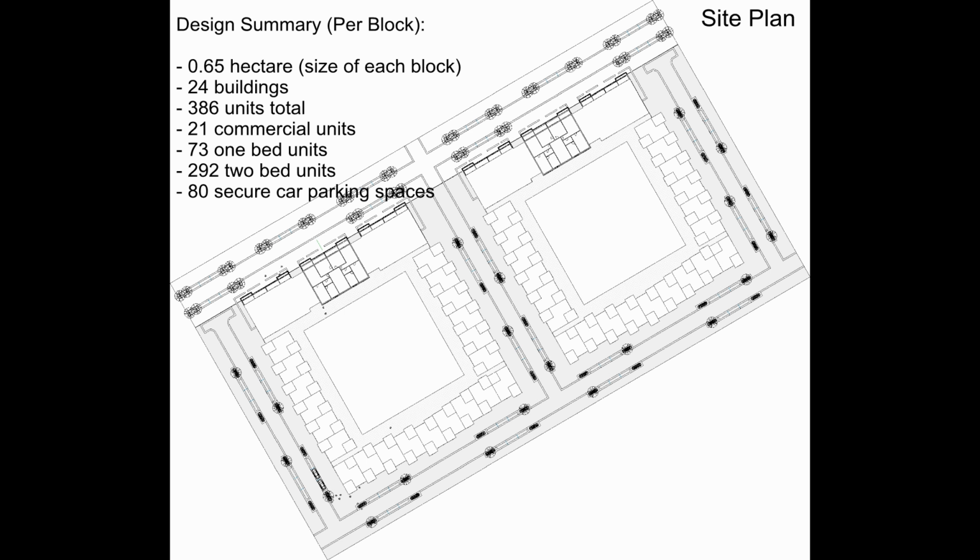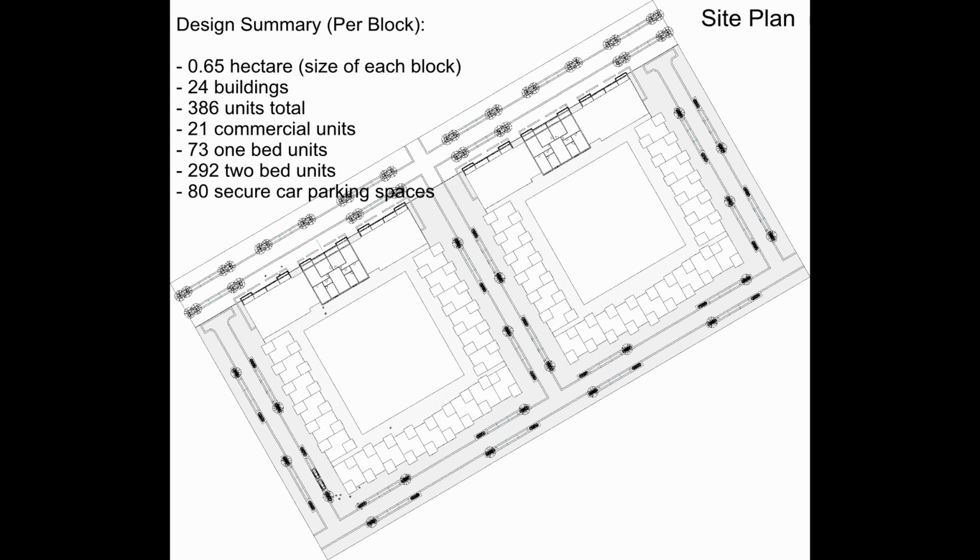The final design consists of 2 blocks. Each block has 24 separate buildings in a perimeter block formation. There are 21 commercial units, 73 one-bedroom units, and 292 two-bedroom units. That gives the total number of units of 386 per block, considering the area of each block being 0.65 hectares. The net density, without including the road and site works, will be 566 units per hectare.